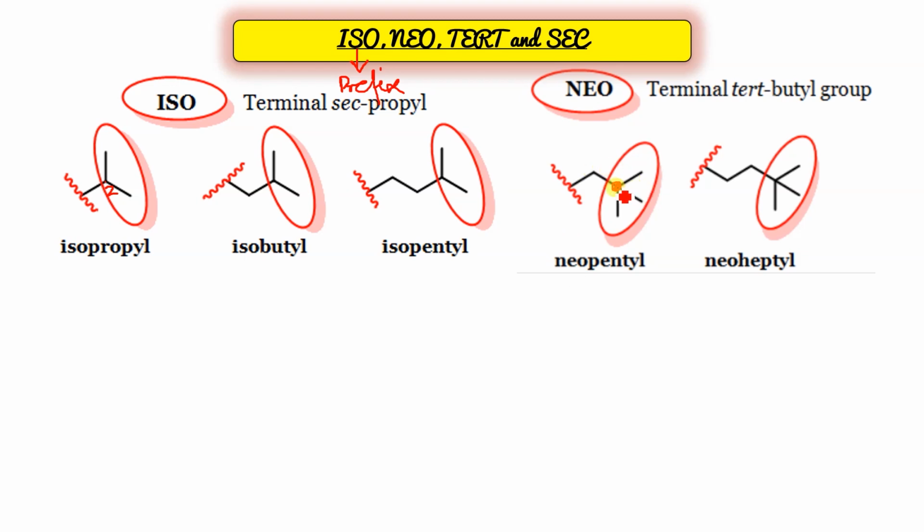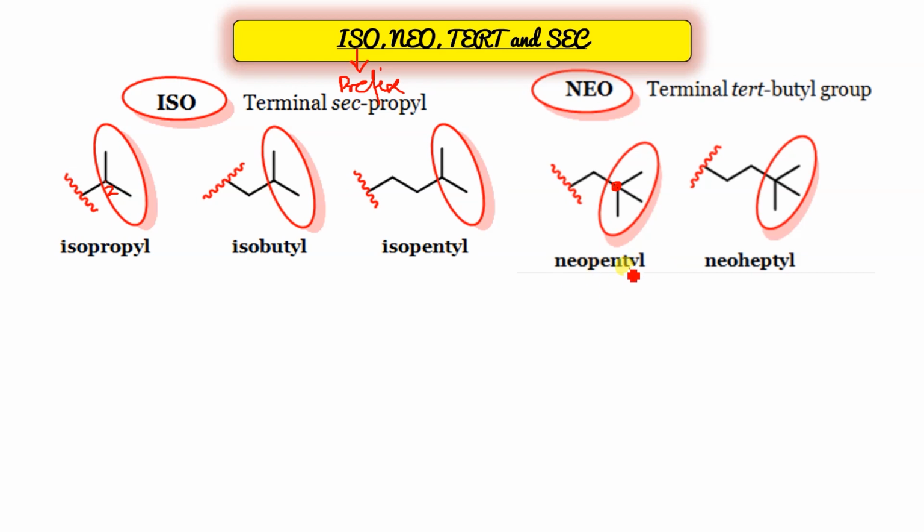So see, in this quaternary carbon, how many carbons are there? 1, 2, 3, and this is 4, and here it is 5. So a total of 5 carbons are there. Sorry, 1 here, 2, 3, 4 and 5. 5 carbons are there, so that's why it is called neopentyl.